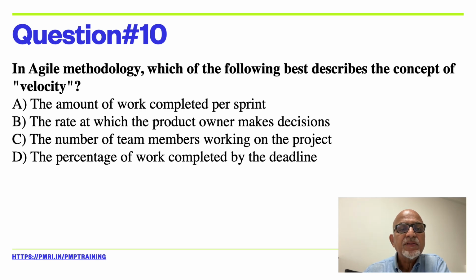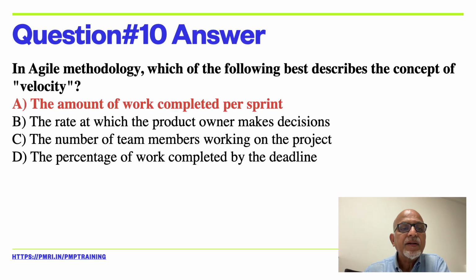In Agile methodology, which of the following best describes the concept of velocity? The correct answer is the amount of work completed per sprint. So if I am on the current sprint, if I've completed the sprint, how much work did I complete during the current sprint? That is known as the velocity. And this velocity is used to calculate the amount of work to be scheduled in the subsequent sprint.